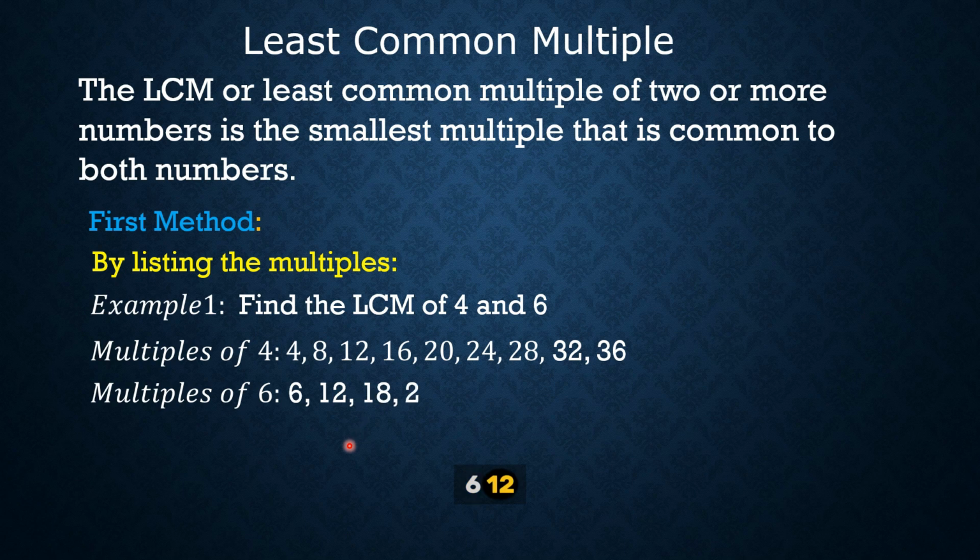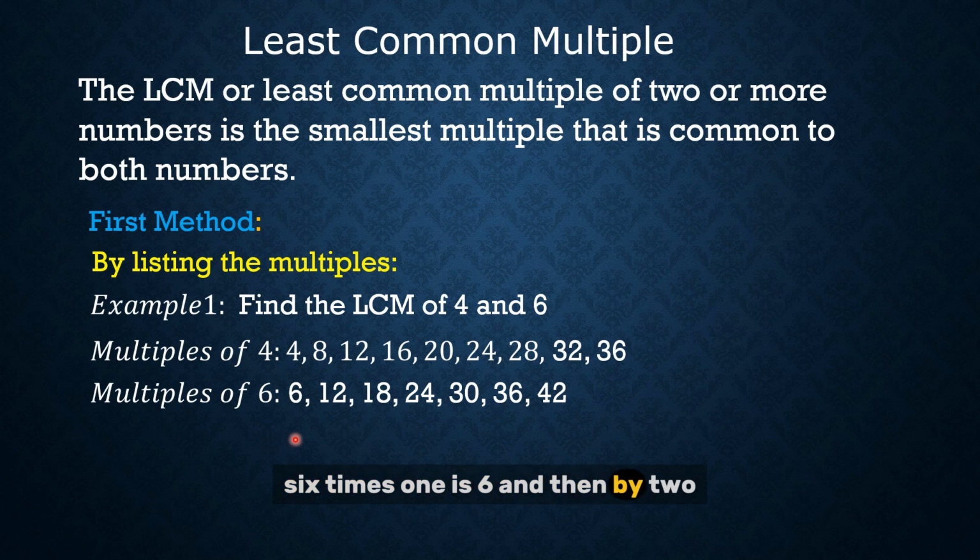6, 12, 18, 24, 30, 36, 42. Let us multiply 6 by 1. 6 times 1 is 6. And then by 2, 6 times 2 is 12. And then by 3, 6 times 3 is 18. By 4, 6 times 4 is 24. By 5, 6 times 5 is 30. By 6, 6 times 6 is 36. And by 7, 6 times 7 is 42.